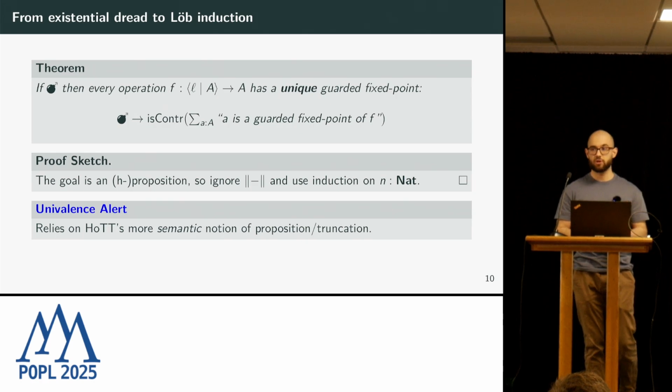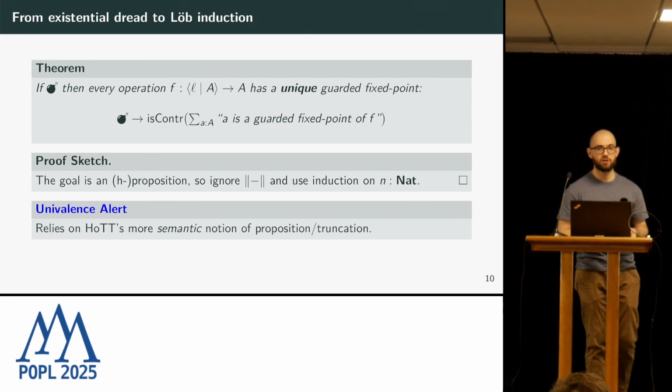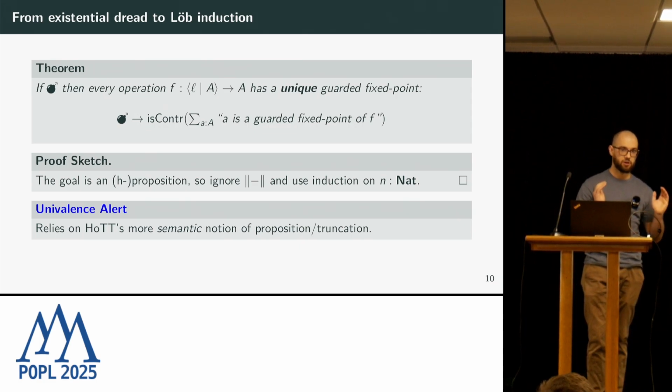So this is our first use of univalence, in the form of HoTT's more semantic notion of proposition, that allows us to show that there exists a unique blah, blah, blah is actually a prop. This would also work in extensional type theory. We'll see a more impressive use of HoTT in a moment.